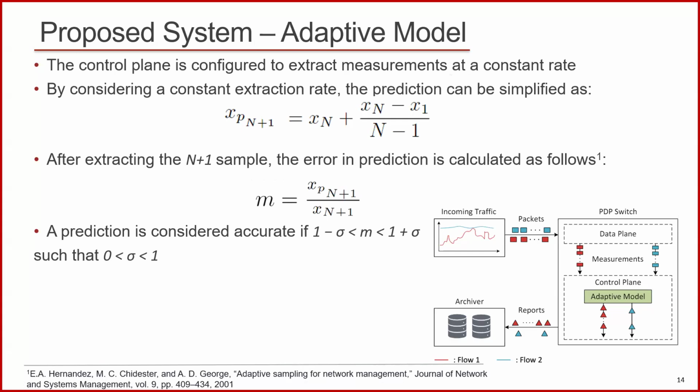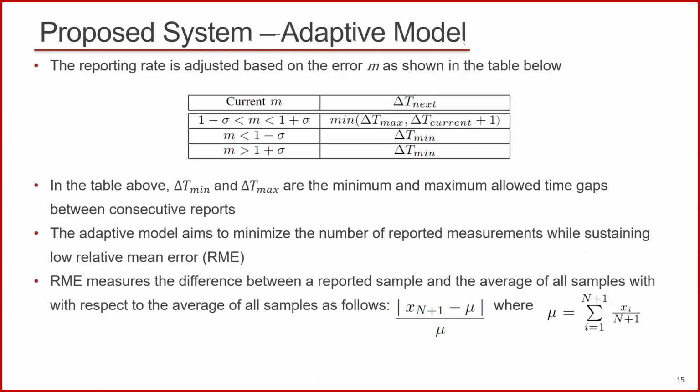If the error is not bounded by sigma from unity, then we have to increase the sampling rate, or the rate at which the control plane is reports measurements to the archiver. So this table shows how we are configuring delta t next. Delta t next is the time duration or time gap between the last report and the next report.